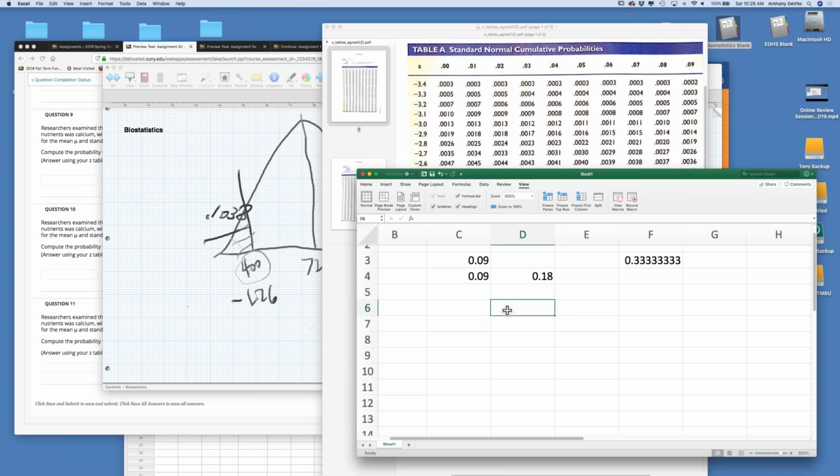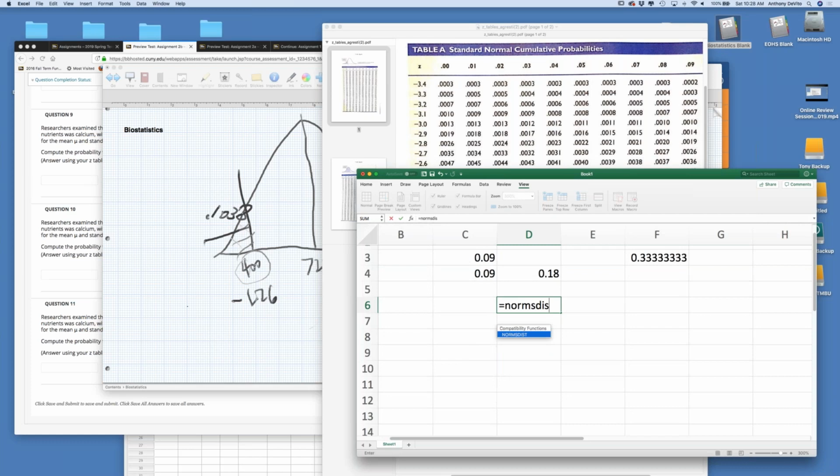There's a function in Excel called equals NORM.S.DIST. And when I put in parentheses, it's going to ask me for the z-score. If I put in 1.26 and hit enter, I'll get, oops, what did I do wrong there? Anybody know what I did wrong there? Should be pretty straightforward, right? I put in a positive number, so it gave me that big value. If I correct that, put in a negative number, I get basically the same answer that I got here.